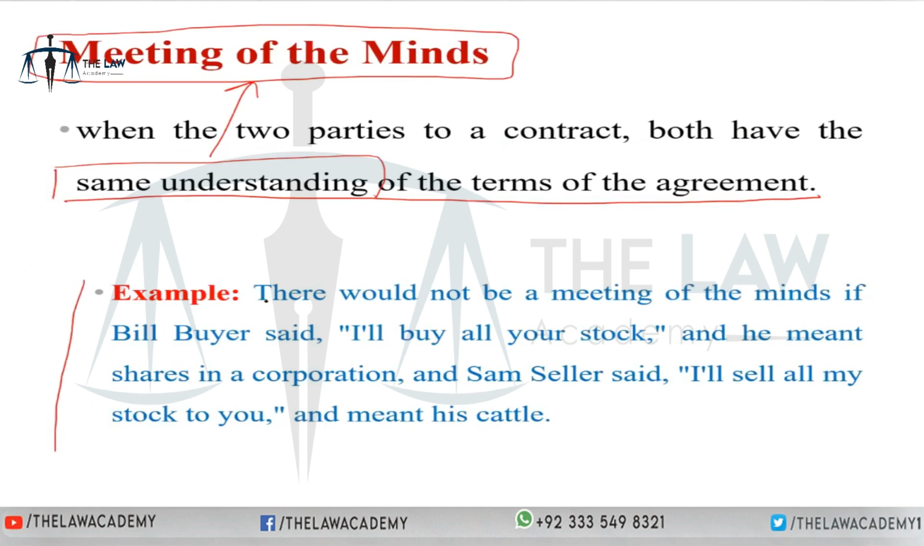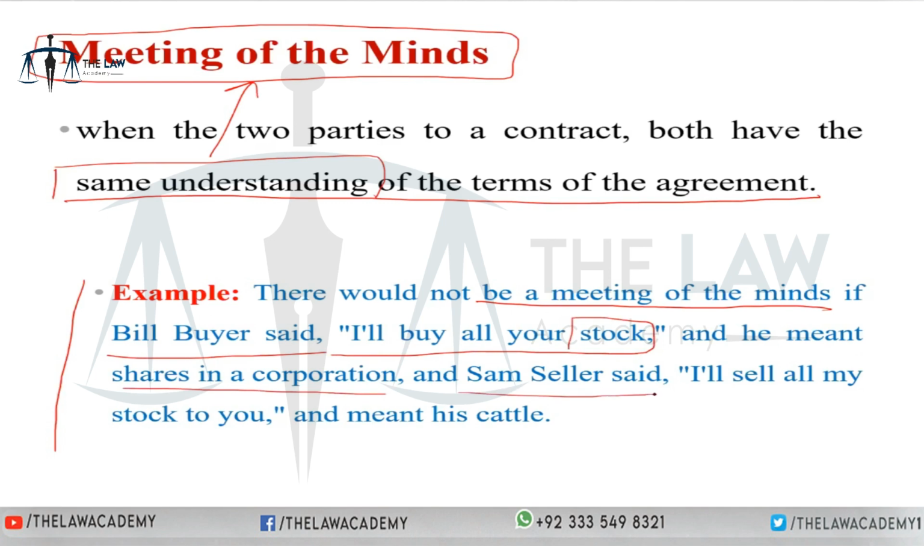Now, we can discuss the example. There would not be a meeting of minds if Bill the buyer said, I'll buy all your stock, and he meant shares in a corporation, and Sam the seller said, I'll sell all my stock to you, meaning the cattle. So one is understanding stock as shares, and the other is understanding stock as cattle. There is a contradiction. Actually, the minds are not meeting. If this is the case, or any case like this, it will be violating the meeting of minds.